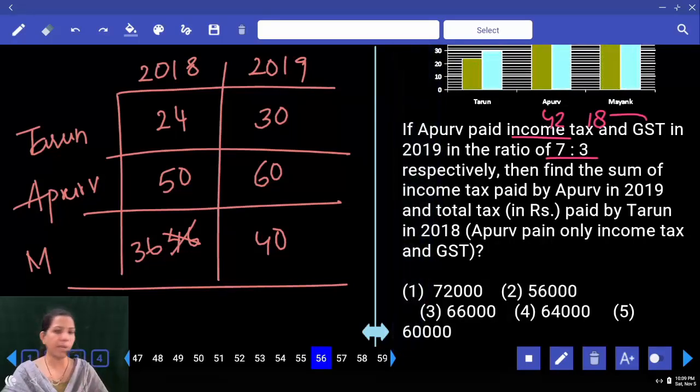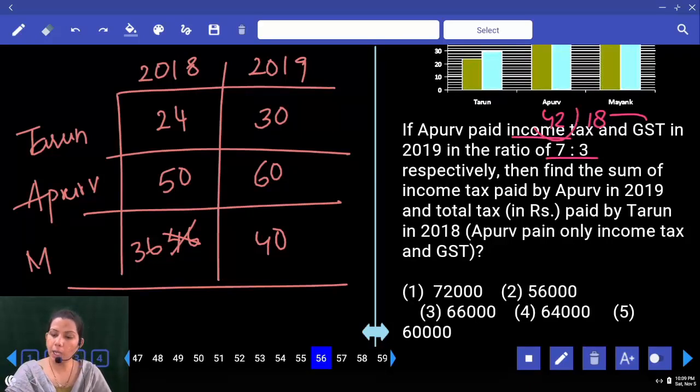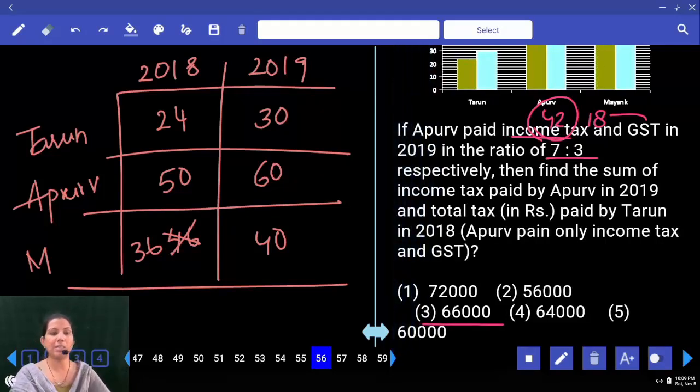This is Apurva information. Your question is to find the sum of income tax paid by Apurva. How much? Income tax paid by Apurva, 42 or 18? 42, plus the total tax paid by Tarun in 2018, that is given in the table only. What is Tarun 2018? 24. 24 and 42 together make 66,000. Third option 66,000.